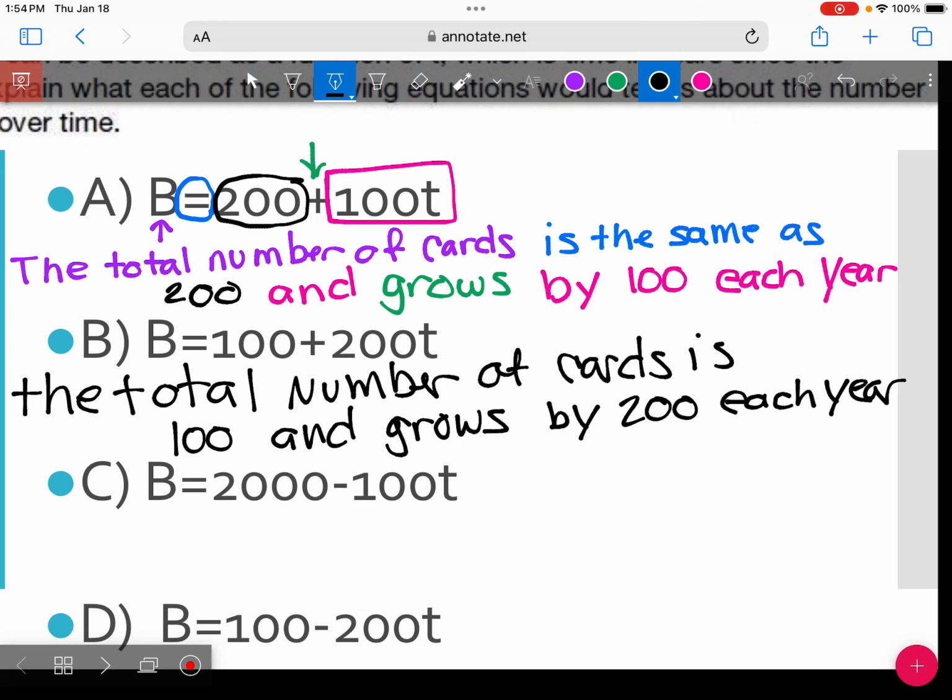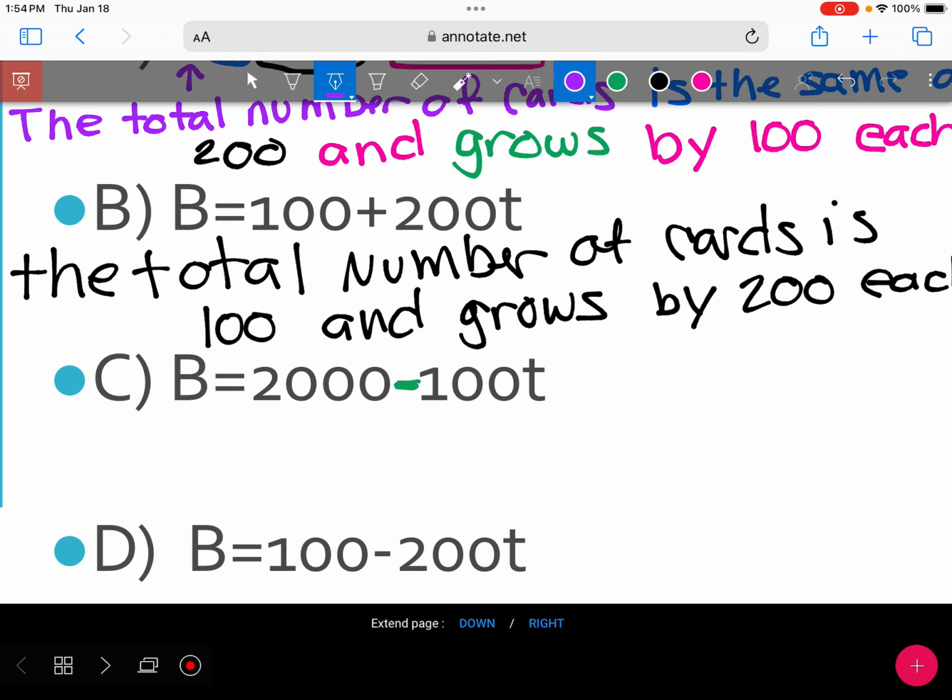How about C? It's a little different on C. I said the total amount of cards after subtracting 2,000 from 100 that is added each year. Super close, super close. Because what is different with the subtraction? Are we adding 100 a year? We're losing 100 a year.